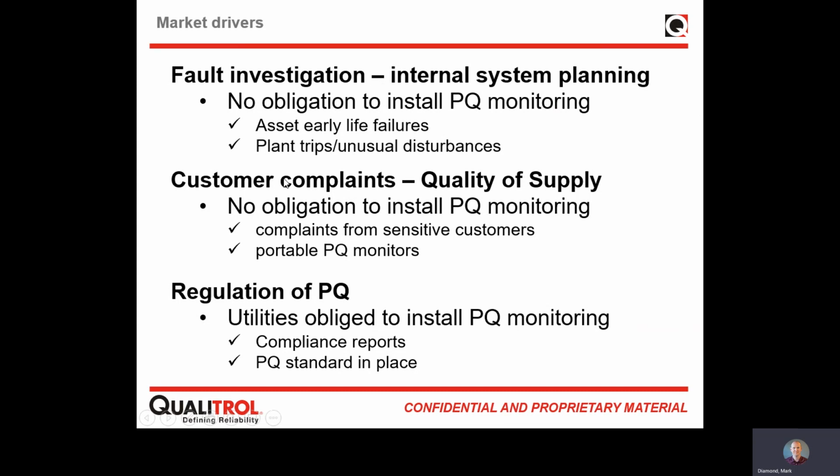The second one is customer complaints. Now, some customers, large industrial plants or even right down to residential, may complain of the quality of the power. These are complaints or sensitive customers. We may end up moving those to different feeders, but again, there is no obligation at this point to install power quality devices. However, utilities do, and they tend to use portable PQ devices and move them from one place to another, looking for different aspects of quality issues in the power.